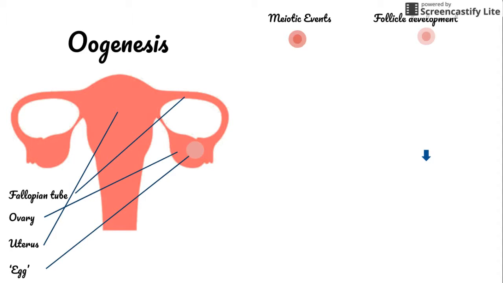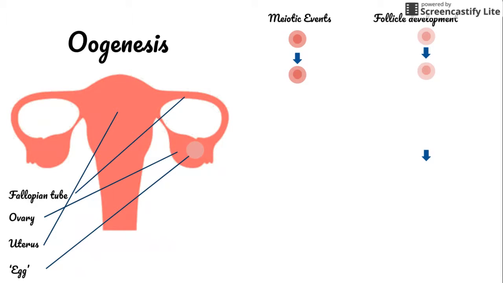Technically, oogenesis is only meiotic events, which can be seen on the left-hand side, but we decided to pair it up with follicle development to show you how a period works. This whole process begins before birth. On the left, we have oogonium, which is the stem cell, and on the right, we have the primary oocyte, aka the primordial follicle.